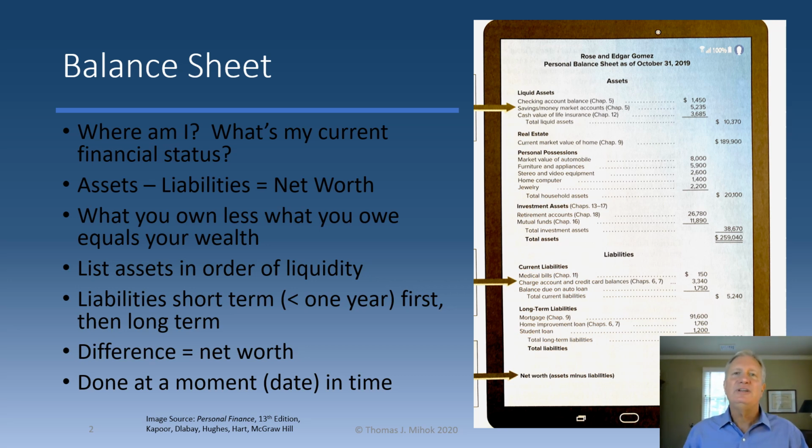The balance sheet tells you where you are, what you own and what you owe. The difference being your net worth. You want to have more assets than liabilities, because if you do, you're in a positive situation. You have positive net worth.